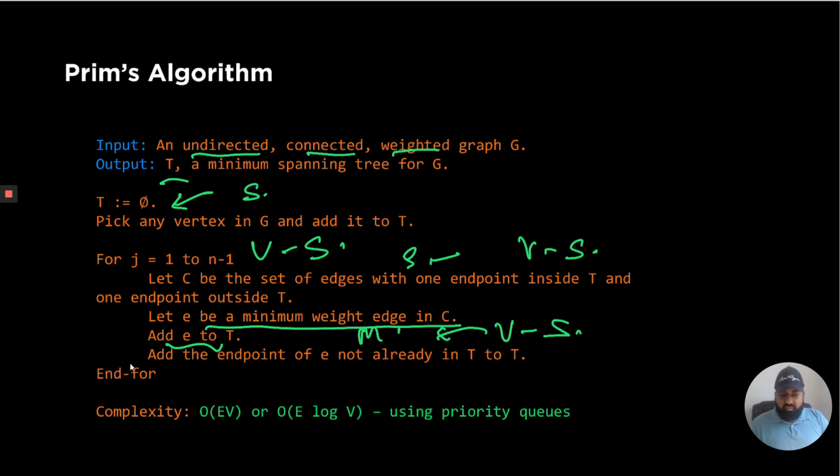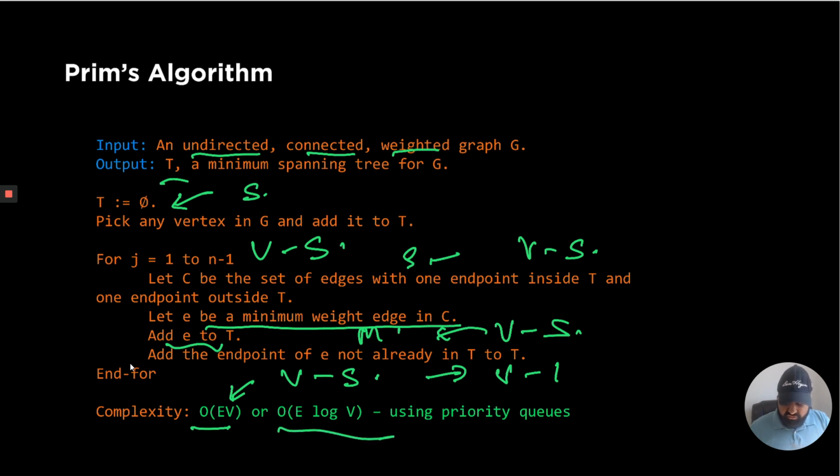So the overall complexity for this code is going to be O of EV, because we are considering all the edges, and for every vertex we are running this loop V minus S times, because the number of elements in set V minus S is going to be V minus 1, which is we have one source vertex in the set V and all the other vertices in V minus S.